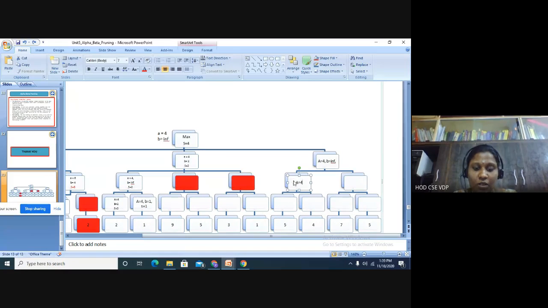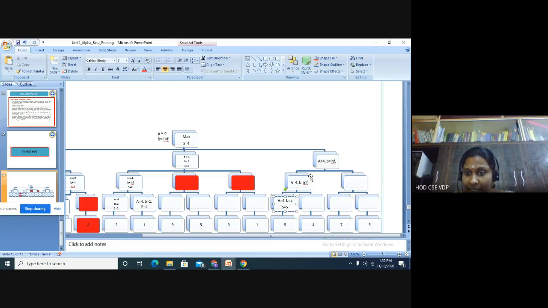Okay, A is equal to 4 and B is equal to infinity. So that is inherited to this place also. A is equal to 4 and B is equal to infinity. So when it comes to this place, this is actually playing max min. So B is equal to 5 and S is equal to 5.